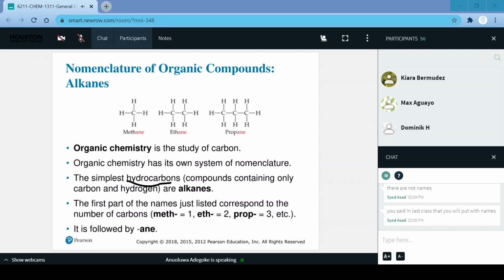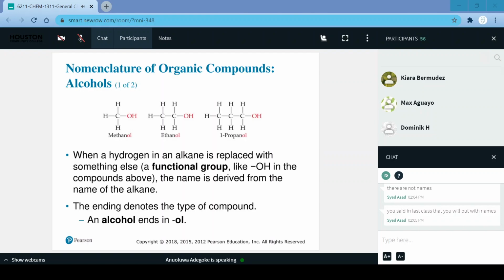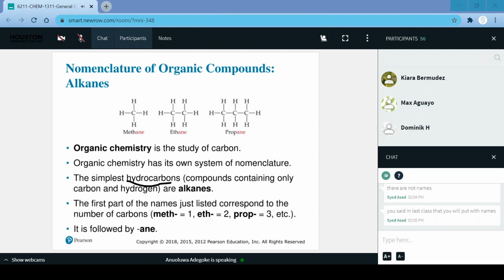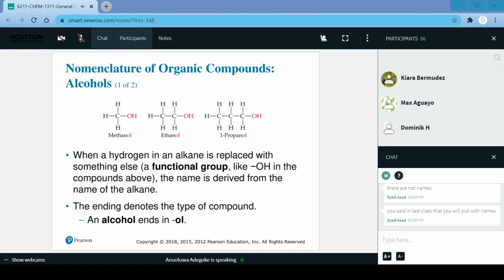So this is a structural way of writing them. You basically need to just remember the first 10 hydrocarbons, from methane all the way to decane. And alcohol is derived from alkane in the sense that the last letter is replaced with an ol. So basically an alcohol has OH in place of an H of the alkane. This is methanol, ethanol, and this is 1-propanol. So as far as nomenclature, that is what we need to know for the alkanes, and this is what we need to know for the alcohols.